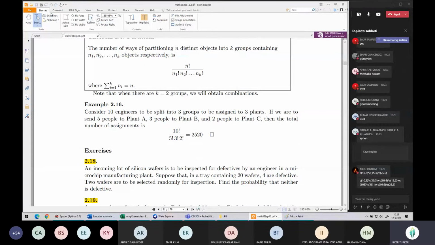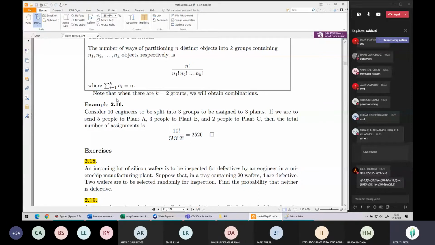To understand this, let's have a look at the example. Consider 10 engineers to be split into 3 groups to be assigned to 3 different plants. If we are to send 5 people to plant A, 3 people to plant B, and 2 people to plant C, this is a partitioning problem as you see, then the total number of assignments, that means in how many ways, is equal to n factorial over 5 factorial, 3 factorial, 2 factorial.